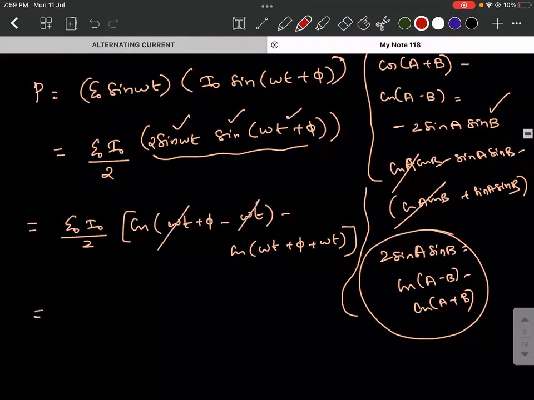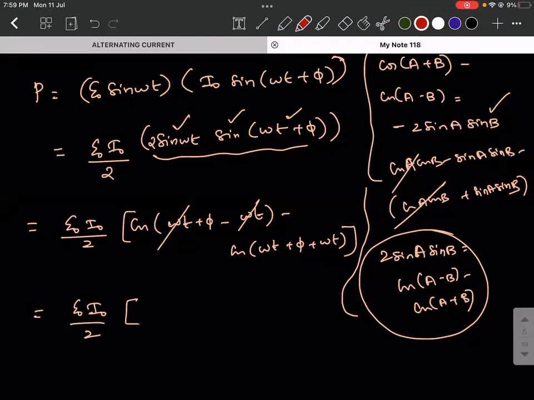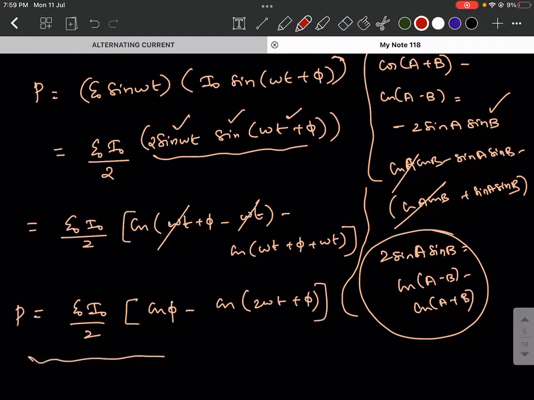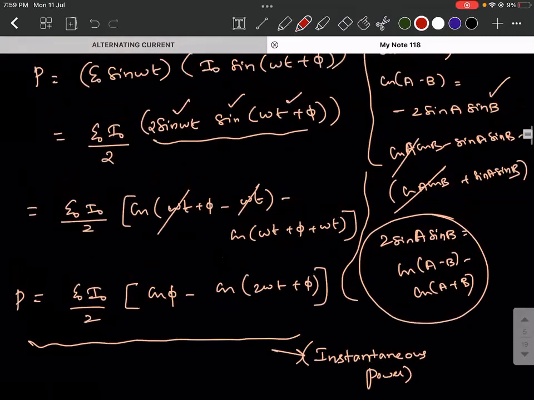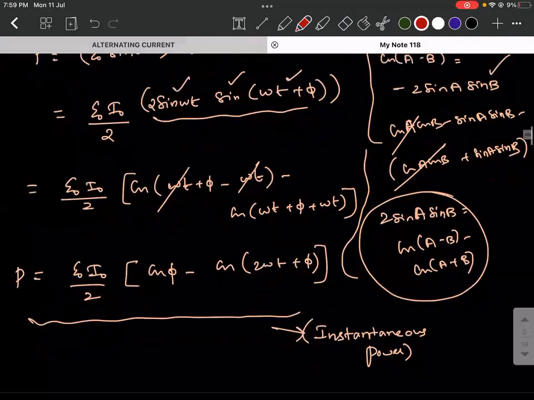So omega t and omega t are gone. I can write it as E naught I naught by 2 into cos phi minus cos of 2 omega t plus phi. So what is this value? This is the expression for instantaneous power. Any doubt till this? The value of instantaneous power.